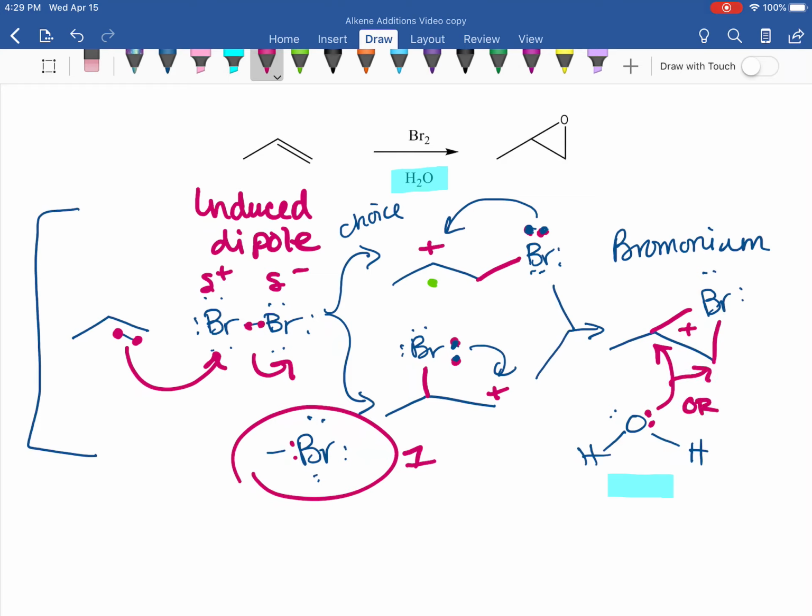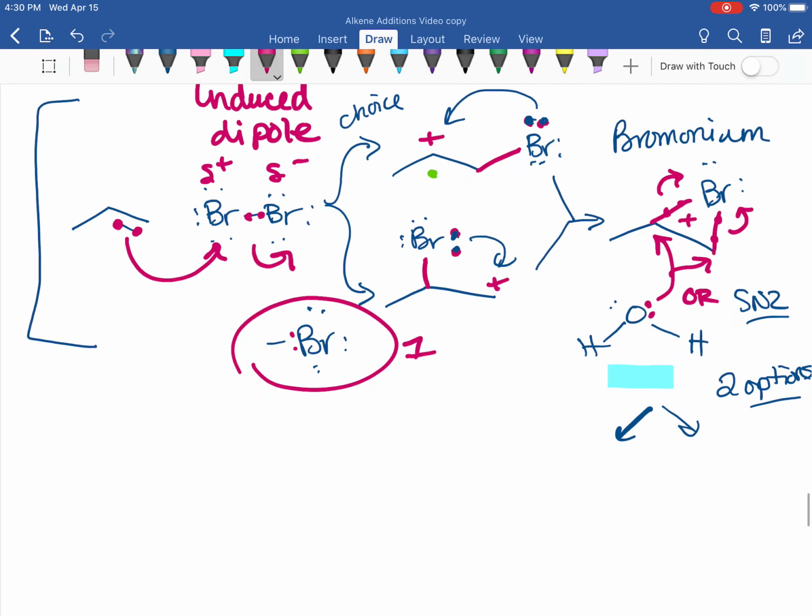So which side is water going to open? We can open here or open that ring there. Let's draw it. And I'm just going to draw both of them. We kind of have two options here. And remember, this is also an SN2 reaction. Right there, that's an SN2. And why do we care? Well, in either one of these, we're going to open that ring. What does SN2 do? It inverts your stereo center. So let's draw those two options.